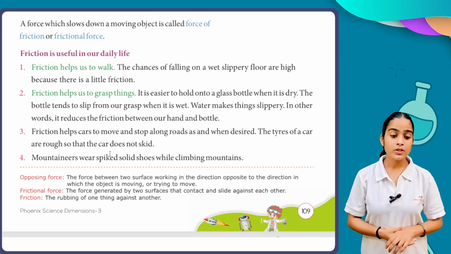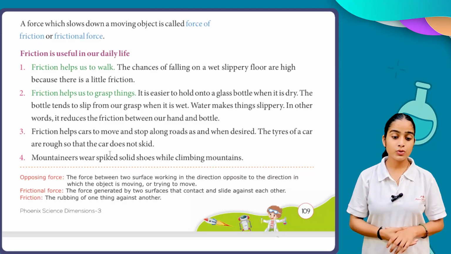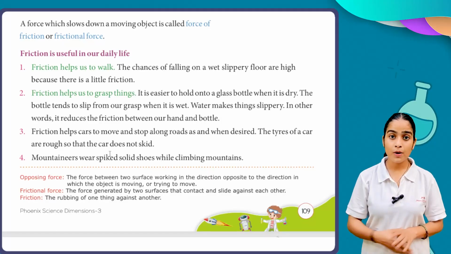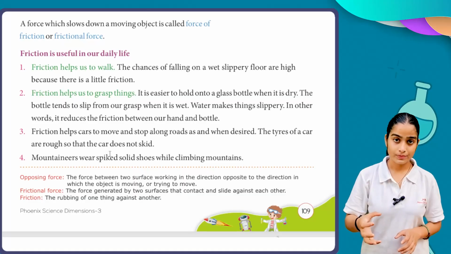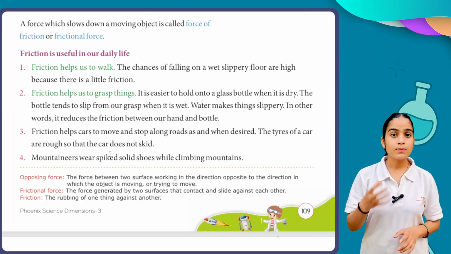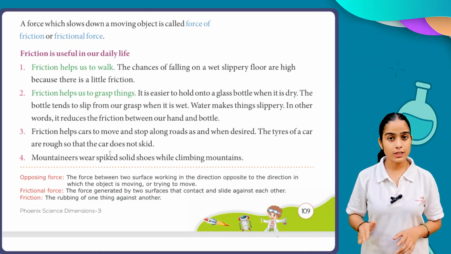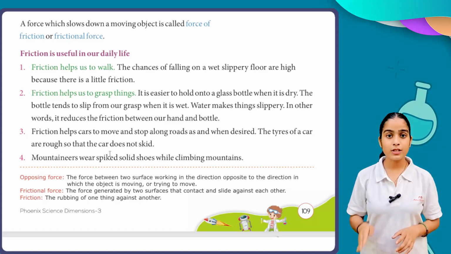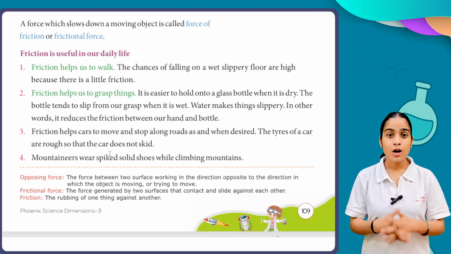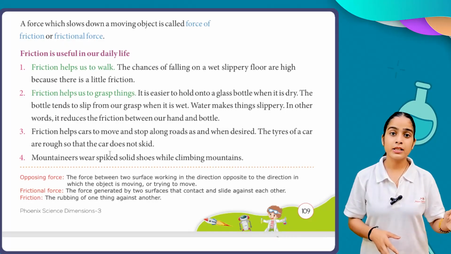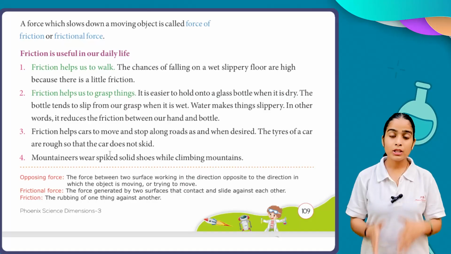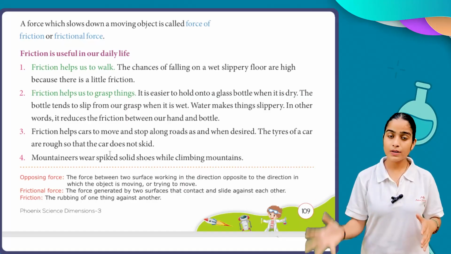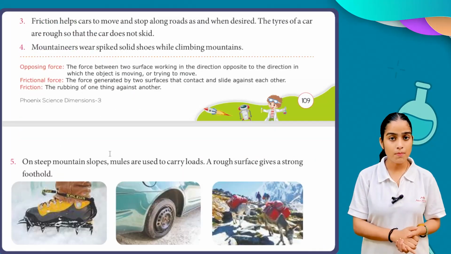Now, mountaineers wear spiked shoes while climbing mountains. So with the help of spiked shoes, they can generate friction, okay. Because on mountains we have a wet surface. We have a wet surface because mountains have ice, so it would result in the mountaineer falling down. So at that time the mountaineers wear spiked shoes, and just because of that they can generate friction with the mountains.